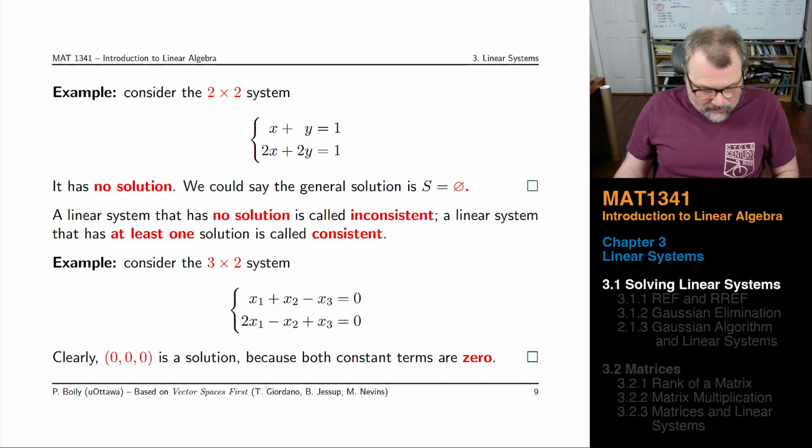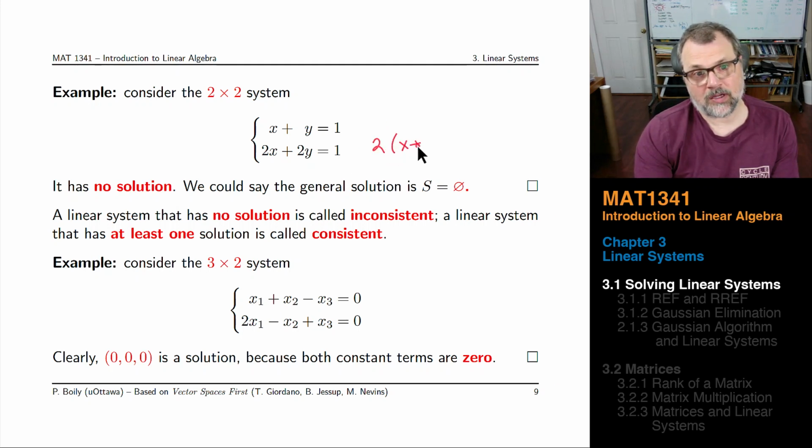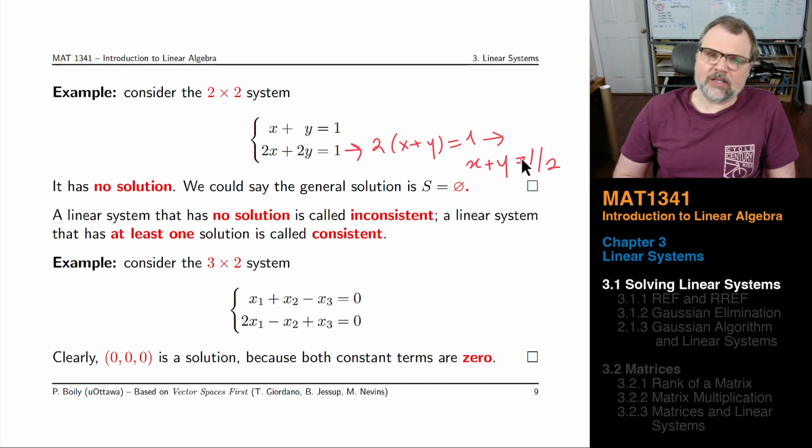Why? Well, view it this way. On the one hand, you need to have that x plus y is equal to 1. On the other hand, the second equation says that 2 times x plus y is equal to 1. Or, if you'd rather, that x plus y is equal to 1/2. So, simultaneously, x plus y should be equal to 1 and x plus y should be equal to 1/2. But it's impossible for the same number, x plus y, to be equal to both 1 and 1/2. So there's no solution.